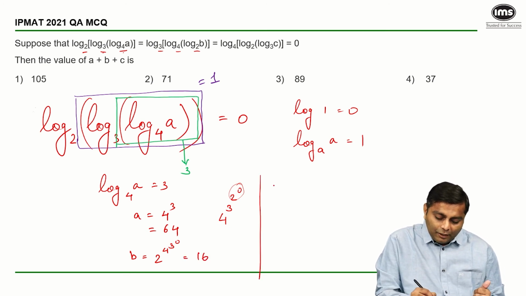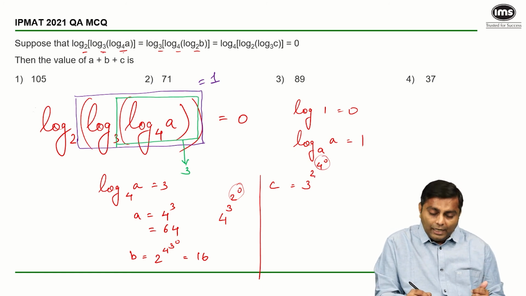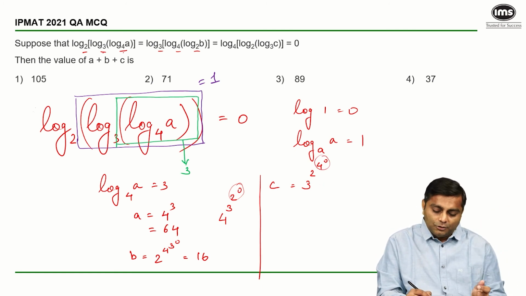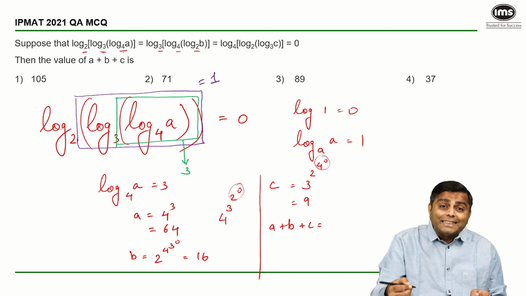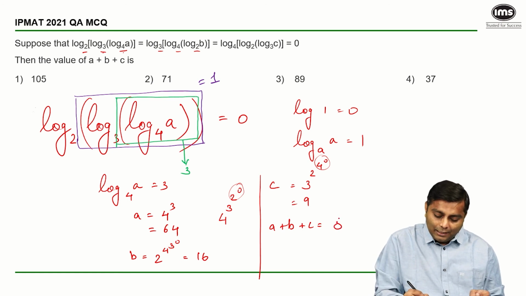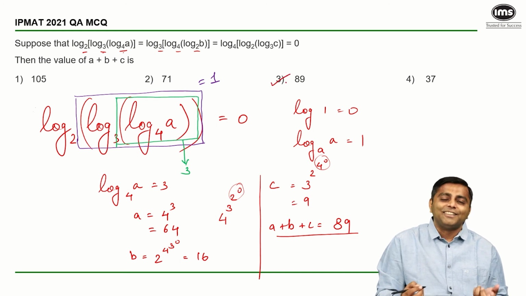And if I have to find the value of c, similarly, I'm going to say 3 raised to 2 raised to 4 raised to 0. Again, 4 raised to 0, immaterial. And 2 raised to 1 is also immaterial. So 3 raised to 2, which is 9. And hence, a plus b plus c is 64 plus 16, which is 80, plus 9, 89. Clear? So answer is 89, option 3.